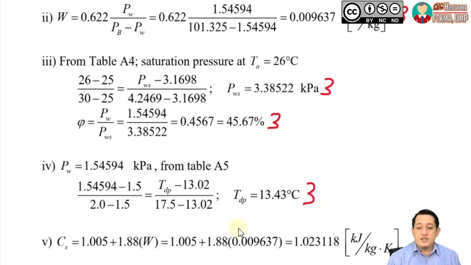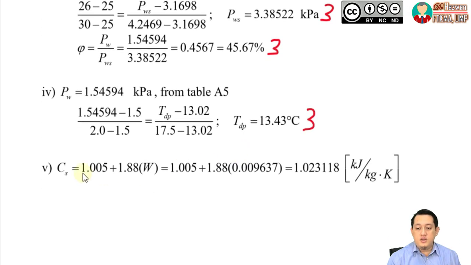And then the last one, humid heat. Humid heat here, so this is the equation. You just insert the value of humidity ratio, and then you get the value 1.023118 kilojoule per kilogram Kelvin. This one here is 2 marks only. Very straightforward.